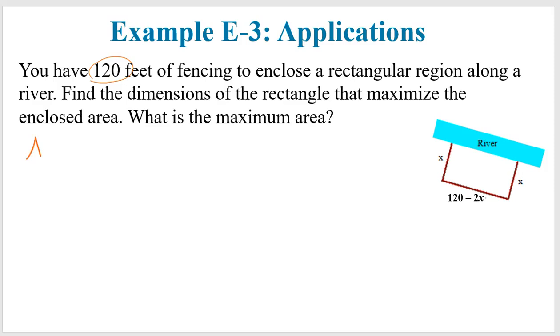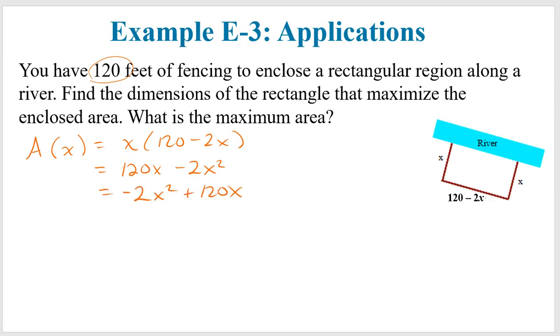So this time your area is going to be x times 120 minus 2x. So notice a slightly different equation than last time. If we write that in standard form, it's negative 2x squared plus 120x. So there is my area function. And then I can do the same thing. Find your vertex. So this time my x value is going to be negative 120 over 2 times negative 2, which is negative 120 divided by negative 4, which is positive 30. So the x value here is going to be 30 feet.